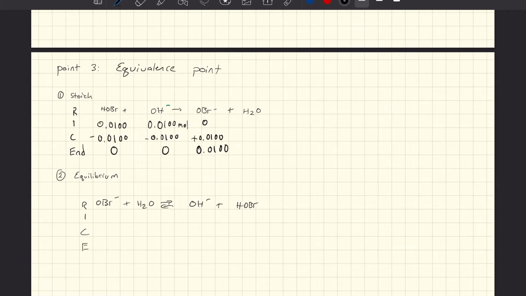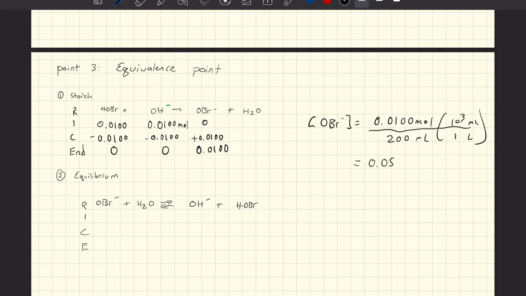Okay, so now the concentration of OBr minus is just going to be 0.0100 moles over 200 milliliters. And then milliliters to liters. And that is just 0.05 molar.